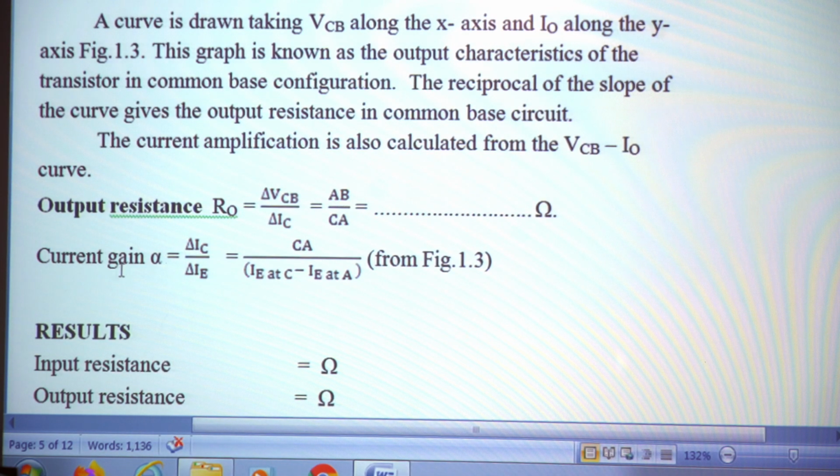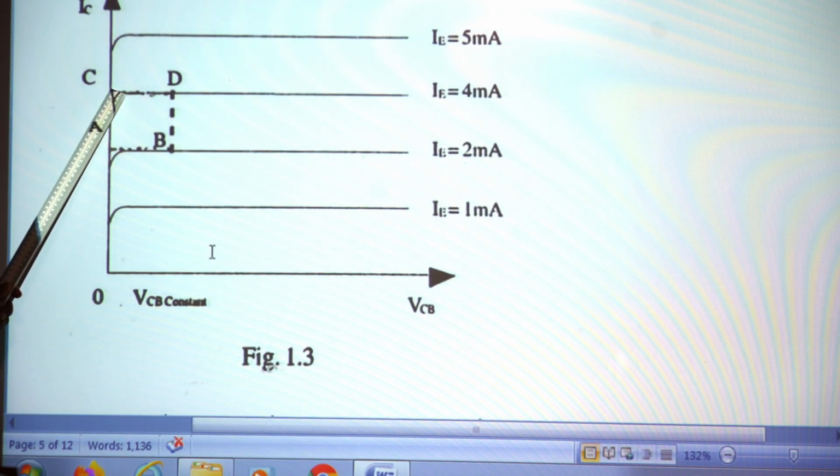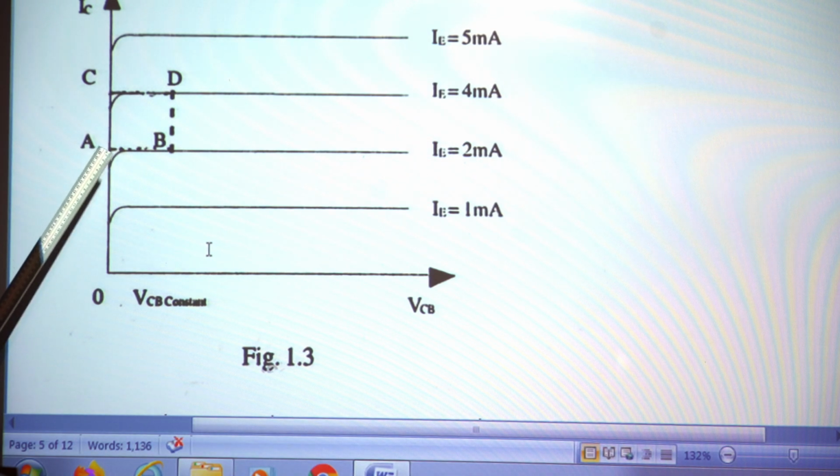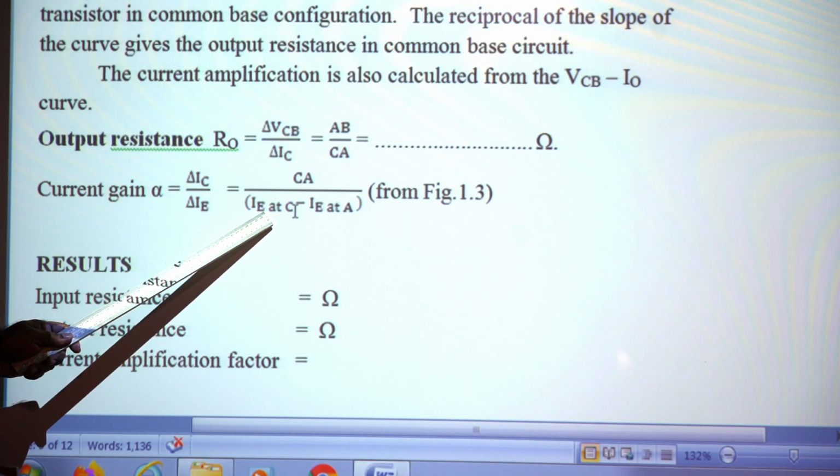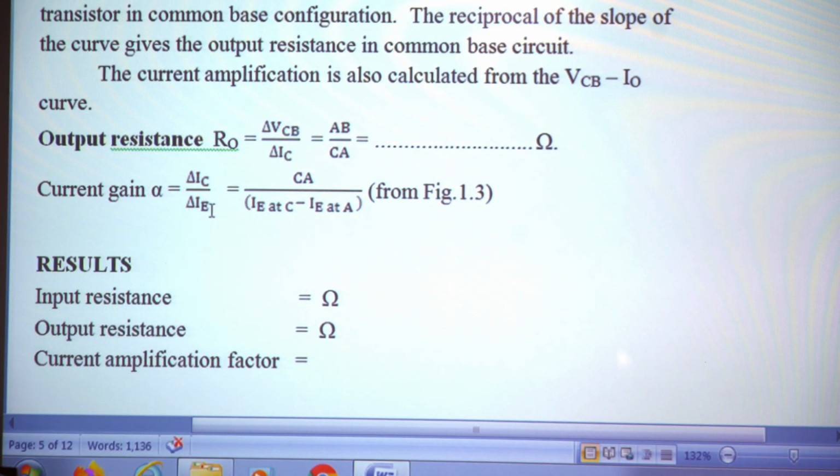Now we want to find out the current gain, the current amplification factor alpha, that is defined as delta IC divided by delta IE. Now in our graph delta IC is again CA, the change in collector current. Then delta IE is the value of the emitter current at IE equal to 4 milliampere, that is at C. Similarly, that is the IE value at C, we want to find the delta IE.